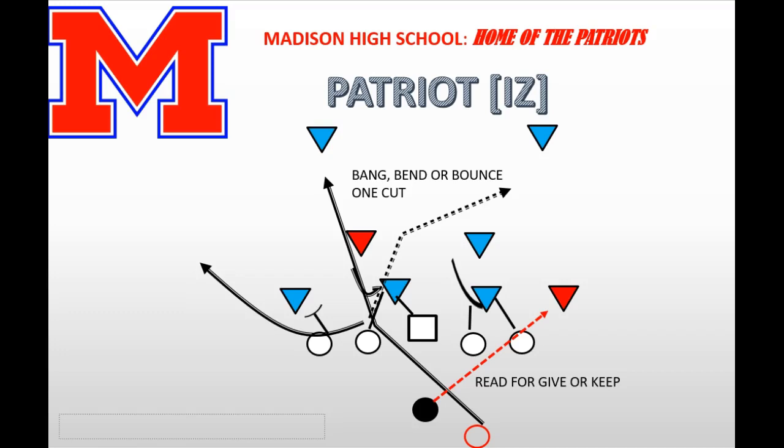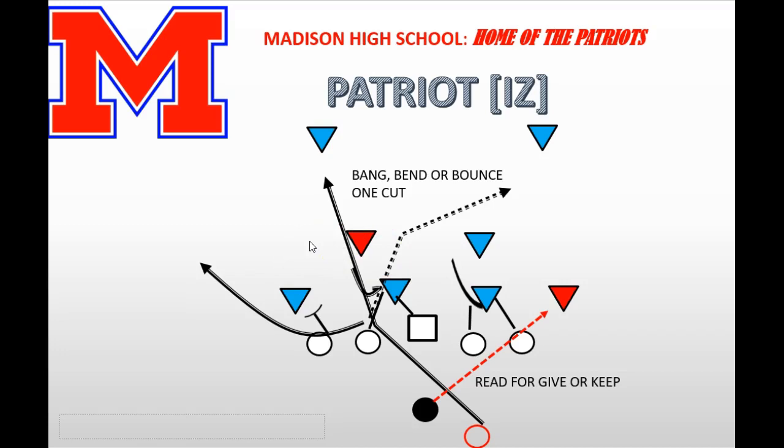You can see by the diagram that I've got here on the screen, this is basically our inside zone. We're always going to read the end man on the line of scrimmage. And we tell our running backs, you get one cut. It's either a bang, a bend, or a bounce. And you can see that I have highlighted the read guy that we want to read for our running back, when he's going to make that cut.